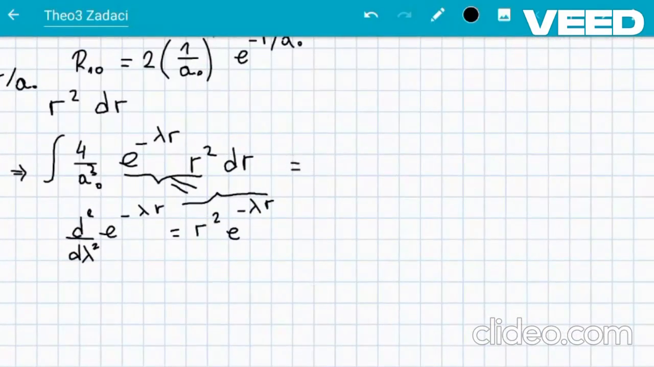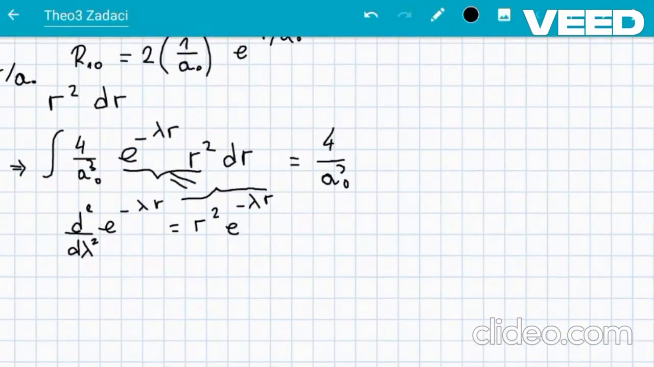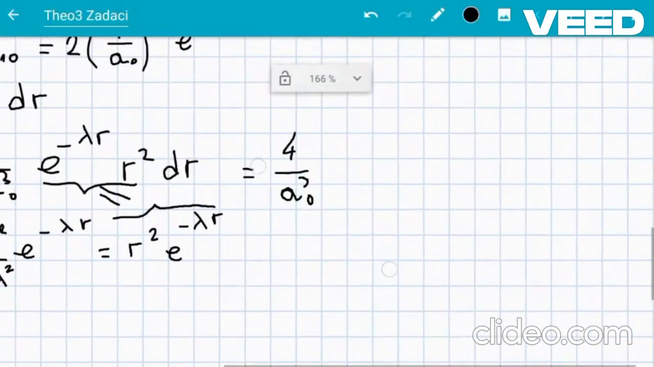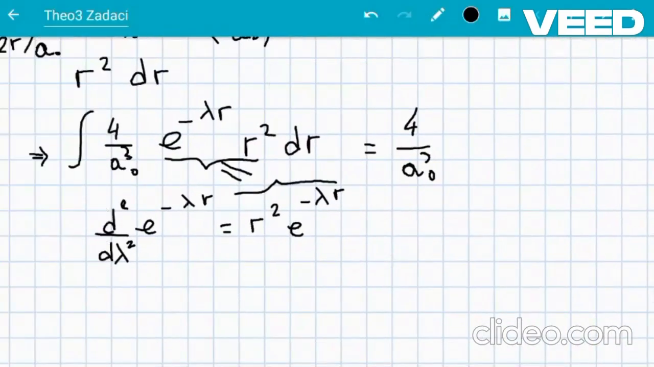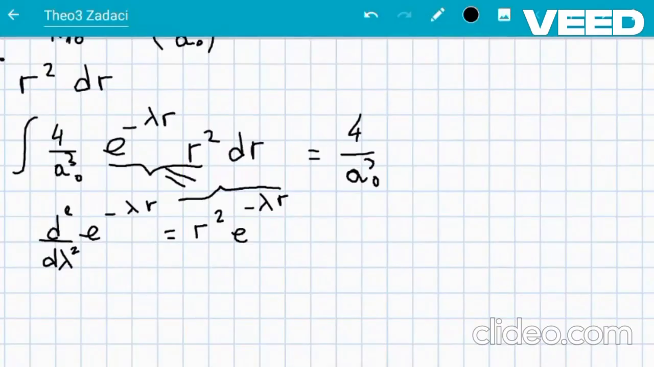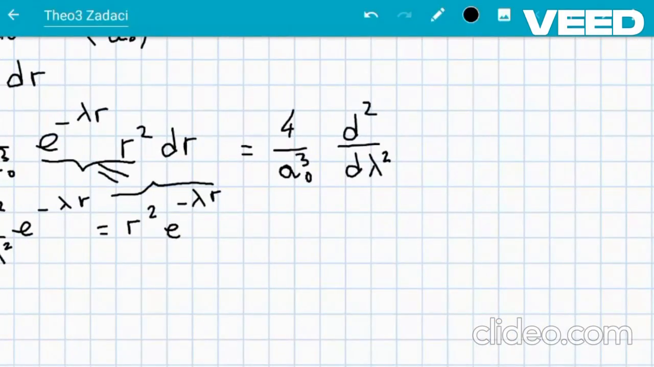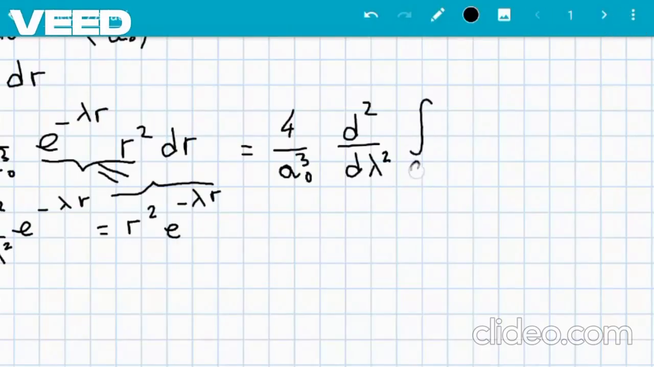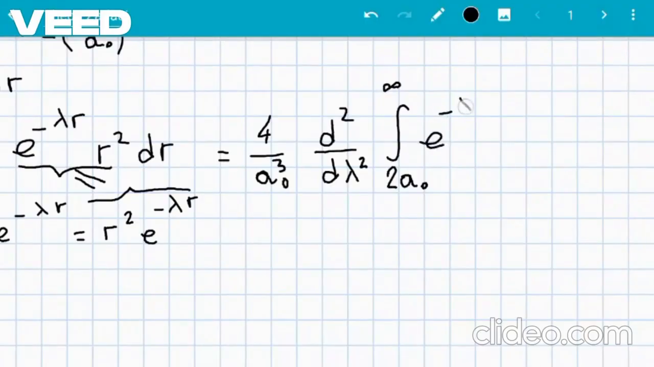And so that's just going to give me 4 over a naught to the third, and I can pull that out of the integral because it's not an r dependent variable. Then I'm going to be left with the second derivative with respect to lambda, and I can also pull that out of the integral because that's also not dependent on r, and then the integral itself from 2a naught to infinity of e to the minus lambda r dr.